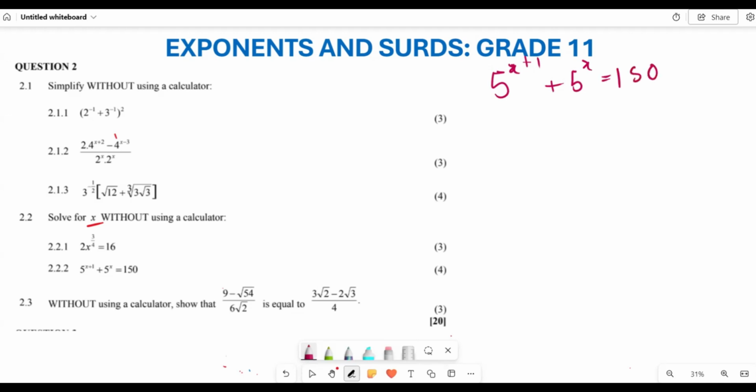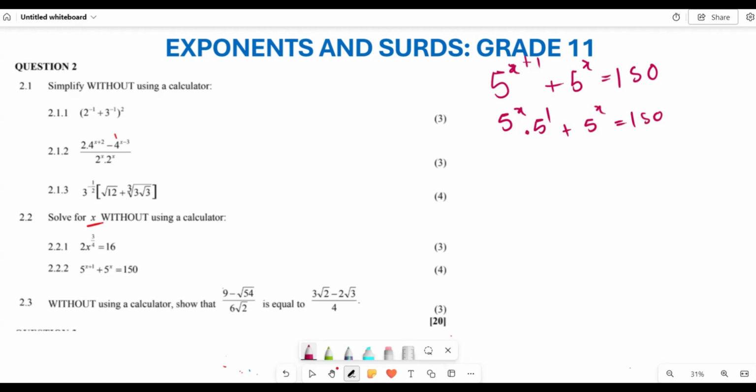Now, this is an easier question for us to attempt. We can start by writing these in factor form. This is the same as 5 to the power of x multiplied by 5 to the power of 1, plus 5 to the power of x, is equal to 150. Are we fine?